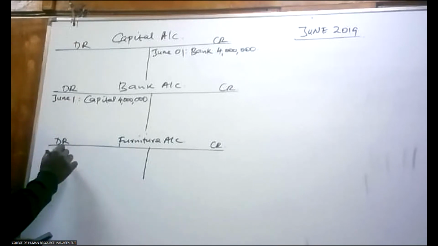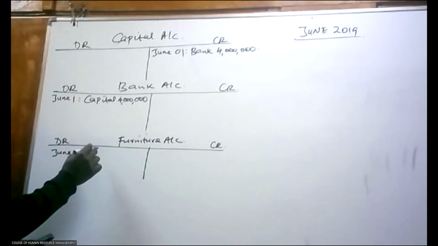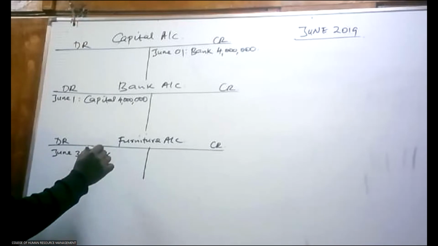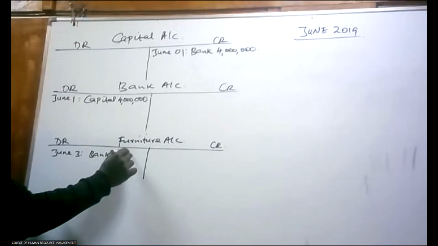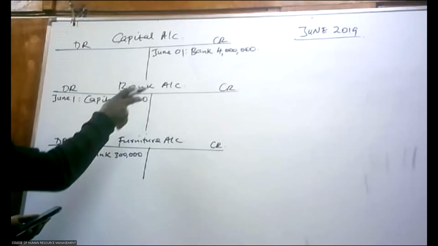So you say this is on June 3rd. That was acquired through check. So it is affecting the bank balance. And it is how much? 300,000. Then we credit bank.